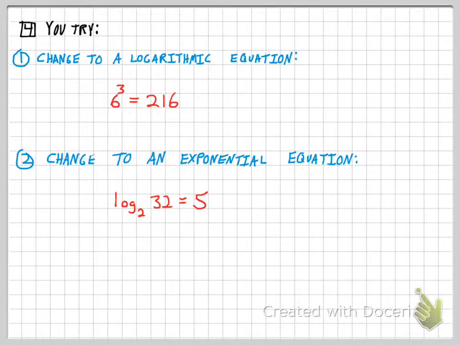We've got two tries. We're going to have you try converting an expression in both directions. Number one, I'd like you to look at that exponential expression and change it to a logarithmic equation. Hopefully you wrote your logarithm with base 6, and log base 6 of 216 equals the number 3. Try the second one. This one is a logarithm, and I want you to change it to exponential form.